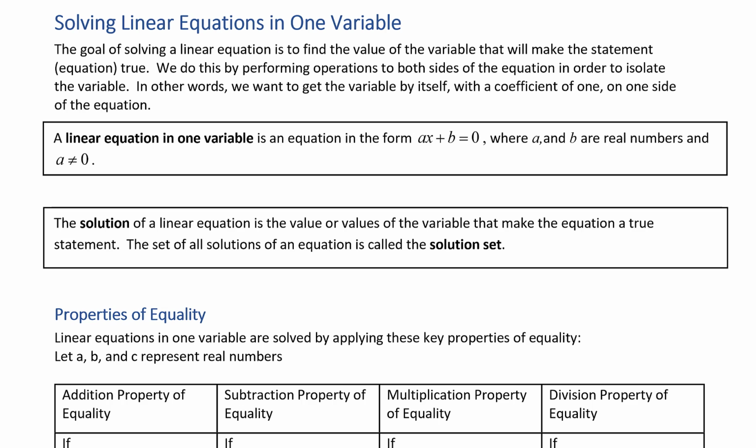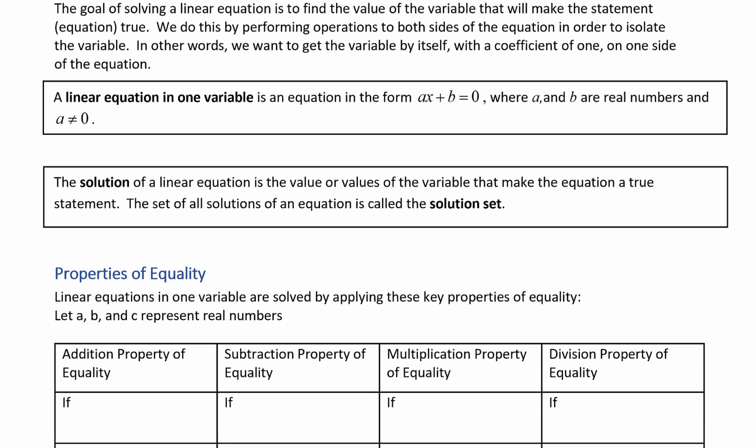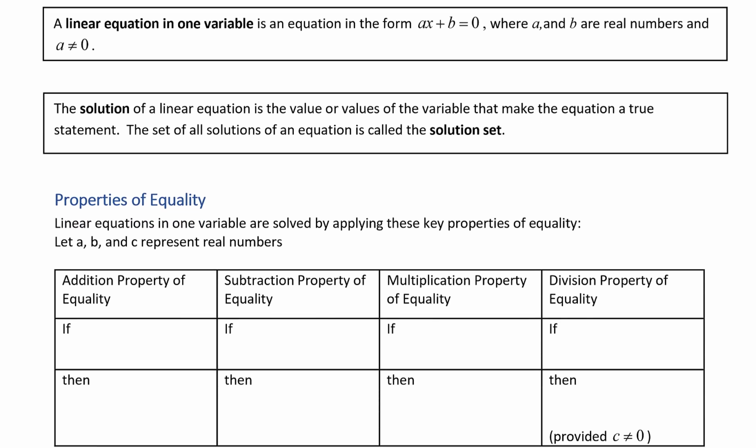In order for us to solve linear equations, we do need to learn about properties of equality. So let's go over a few of our properties of equality next. Properties of equality. Linear equations in one variable are solved by applying these key properties of equality. Let a, b, and c represent real numbers.